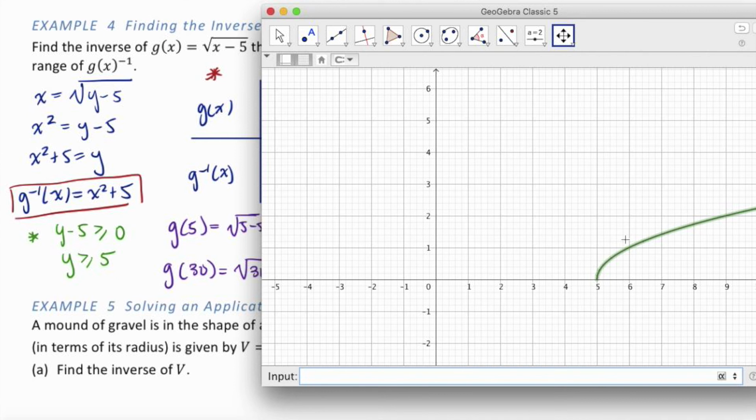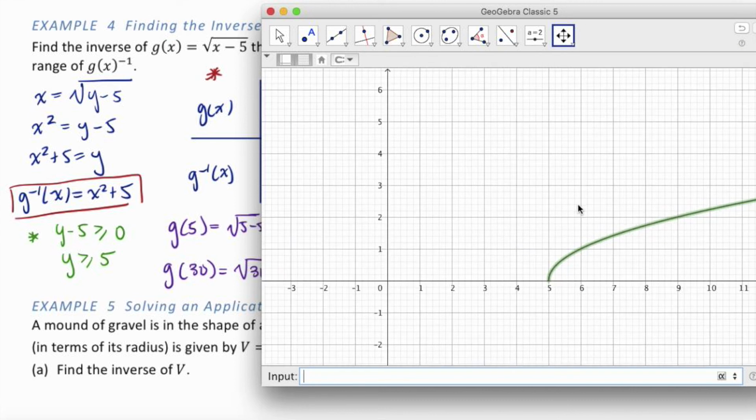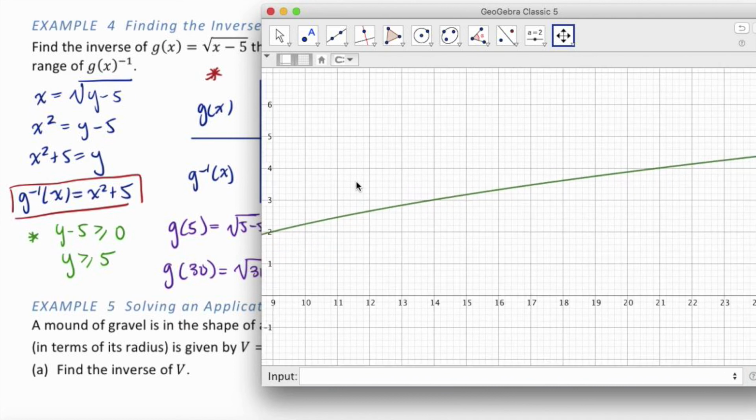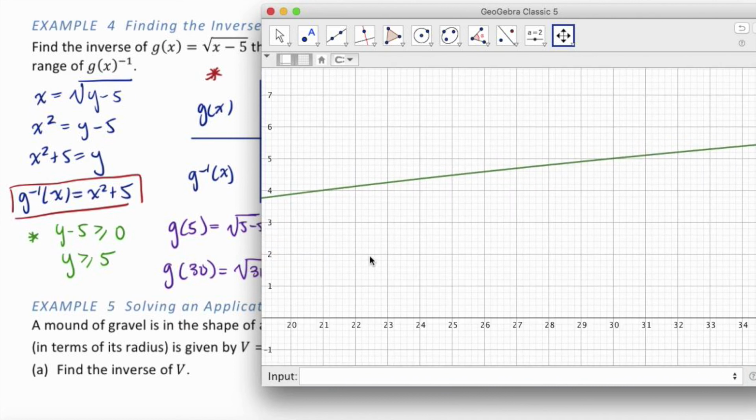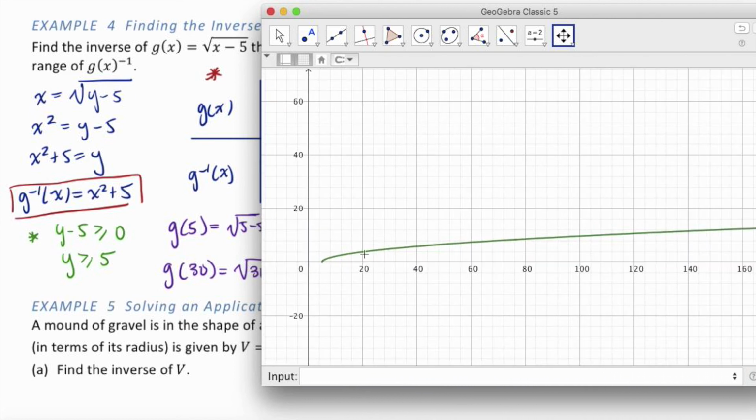And here is my graph. What is the domain of this? The smallest possible input is 5, and it goes out to infinity. What is my range? My smallest possible output is 0, and if we travel vertically, you'll notice it's slow, but it does keep going higher and higher and closer to infinity, just slowly.